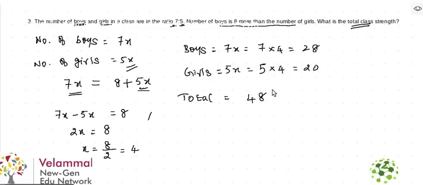So when you solve linear equations, you must always read finally what is asked. Sometimes they just ask the number of boys, sometimes just the number of girls. In this question they have asked the total strength of the class. So when they ask that, don't miss it out. You need to add the number of boys and the number of girls and give the answer. Fine. We are going to solve 2 more questions in this video.